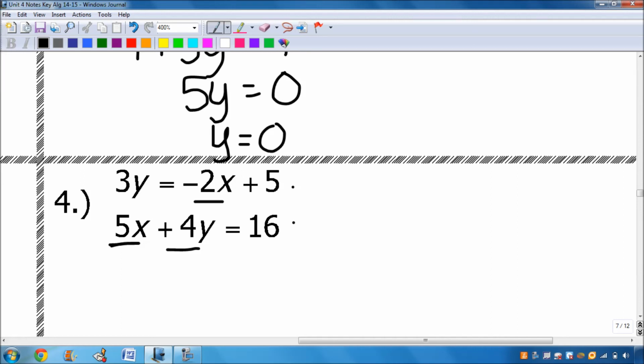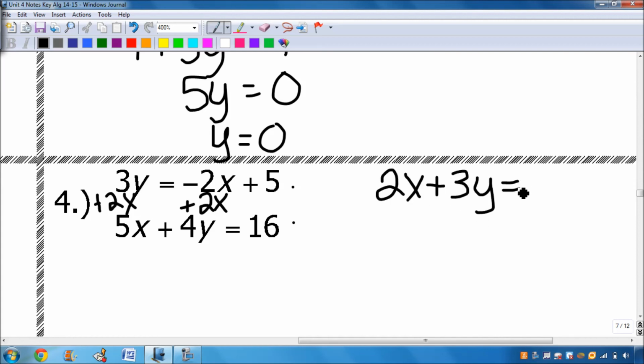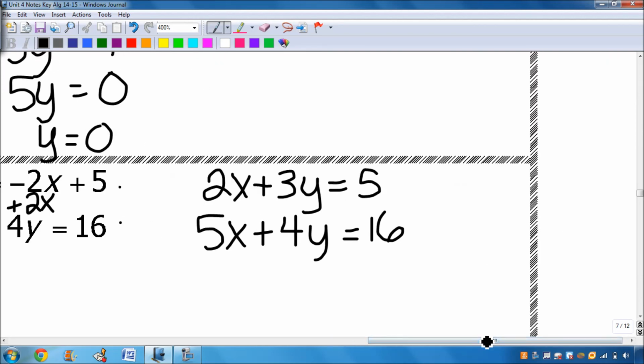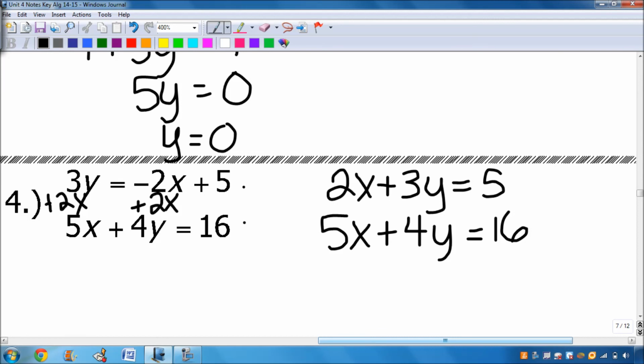Totally up to you again which one you want to do. So what I'm going to do is add 2x to both sides of the top equation and then rewrite the top equation so that way it looks similar to the bottom equation, okay? And then once I do that, I can choose, do I want to eliminate my x's or do I want to eliminate my y's? Again, it's your choice. If you eliminate the x's, you have to find the least common multiple of 2 and 5. If you eliminate the y's, you have to find the least common multiple of 3 and 4. I'll just go ahead and eliminate the x's. I'm just arbitrarily choosing x. It doesn't matter which one you choose.